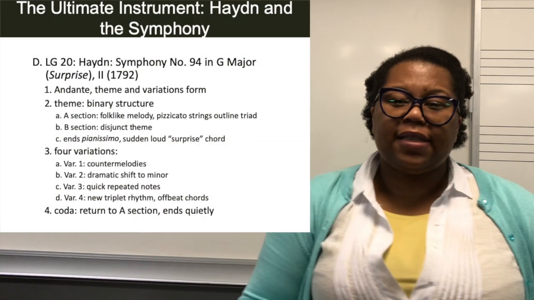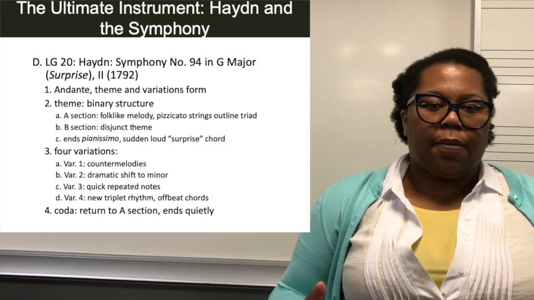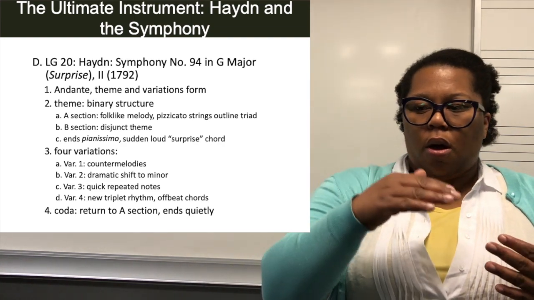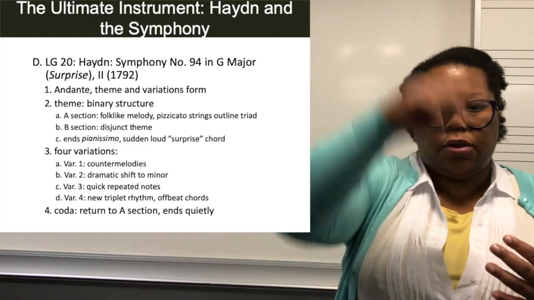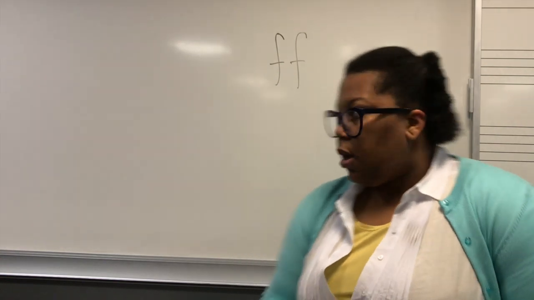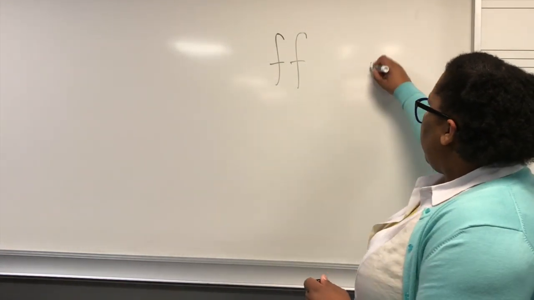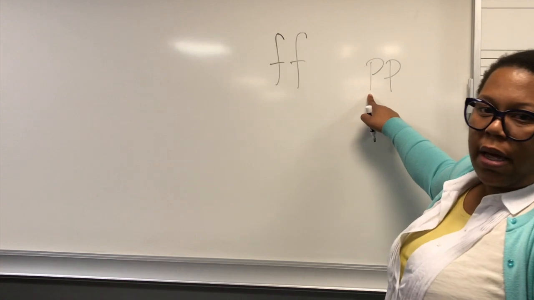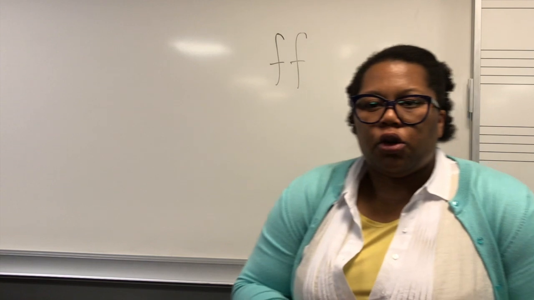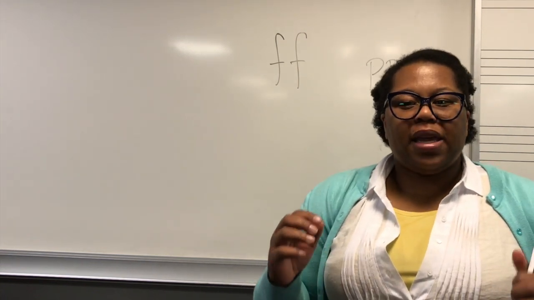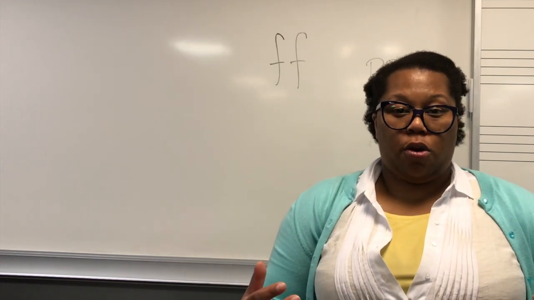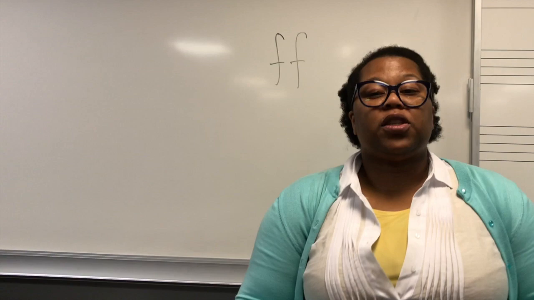Now in the B section, this is a disjunct theme. Now remember, disjunct is where the notes in succession aren't stepwise, aren't closely related. They jump all over the place. And this ends in a pianissimo. So we have this fortissimo, and then we have a pianissimo. So one P is soft, two P's is very soft. So in this B section, we end with a pianissimo, and then suddenly we have this loud surprise chord. That's the part that wakes you up.